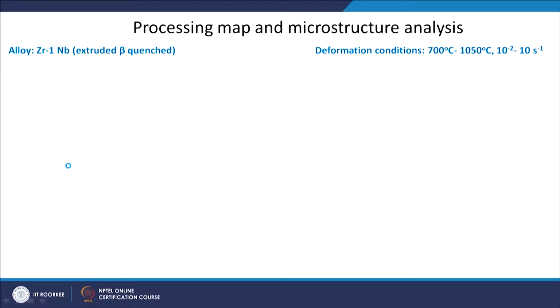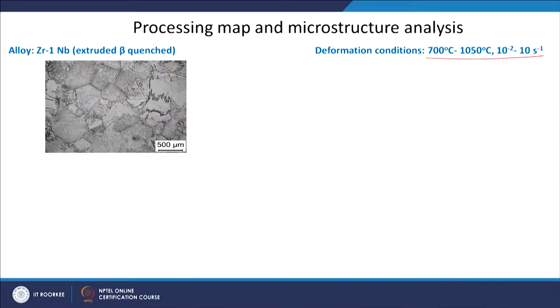So, for the work a zirconium 1 niobium alloy was taken, and the deformation conditions were 700 to 1050 degrees Celsius. The initial microstructure was like this, extruded and beta quenched, with whatever you are seeing, this needle shape is the martensitic transformation of beta because of beta quenching.